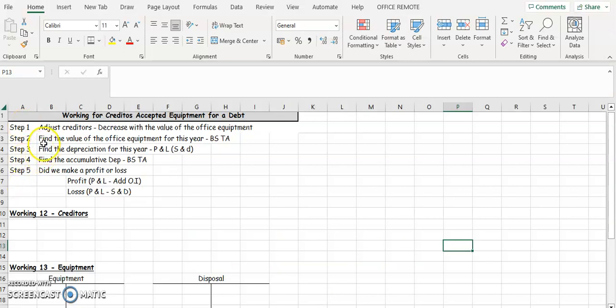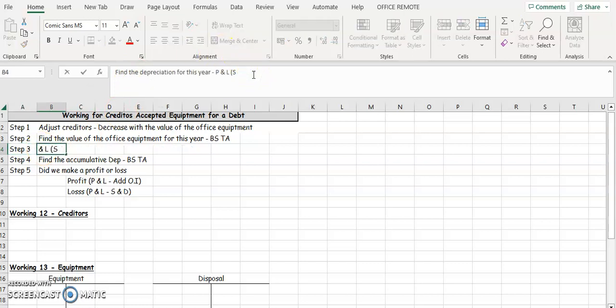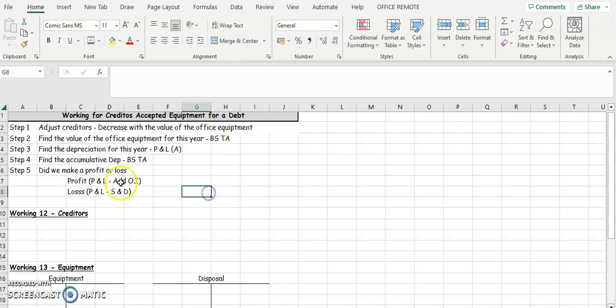So 5 steps: adjust your creditors, find the value of the office equipment for this year, that's going to go into your balance sheet as a tangible asset. Find the depreciation for this year, that's going to go into your profit and loss as part of your administration. Find the cumulative depreciation, that's going to go into your balance sheet as part of your tangible asset. And then did you make a profit or loss on the sale of the equipment?